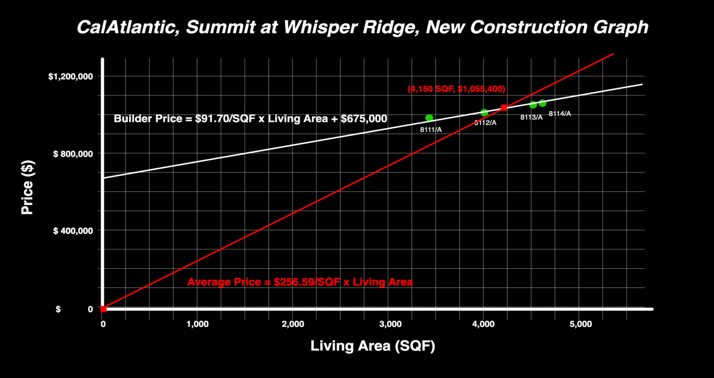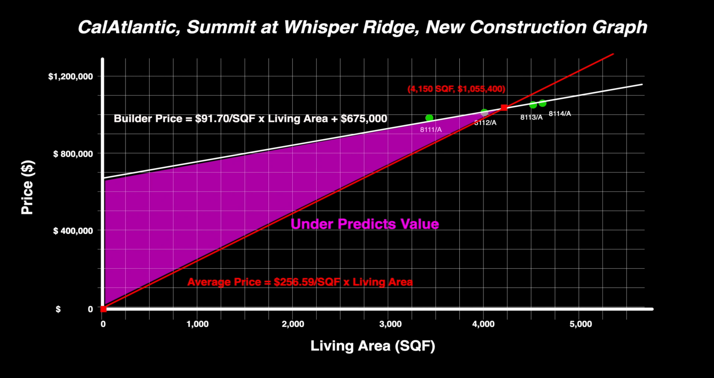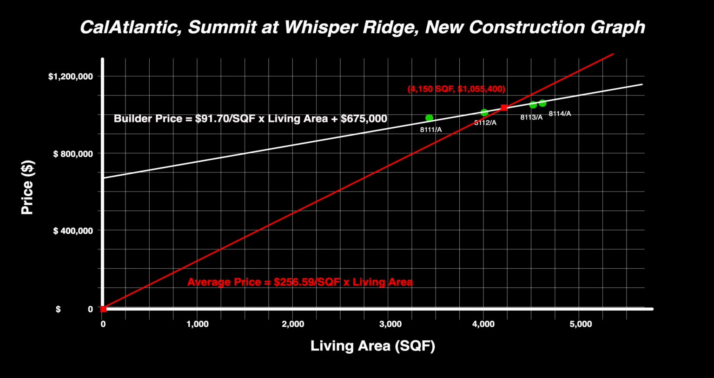What are the implications of this? If the home being valued has a living area less than the average living area of the comparisons, then the average price per square foot method always underpredicts a home's value. And if the home being valued has a living area greater than the average living area of the comparisons, then the average price per square foot method always overpredicts a home's value. In fact, the only time the average price per square foot method does an okay job of predicting a home's value is if the living area of the home being valued is close to the average living area of the comparisons.